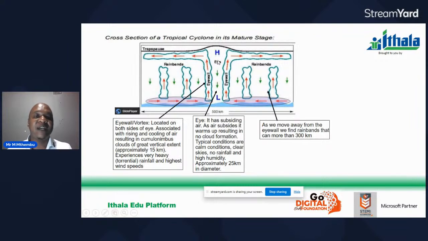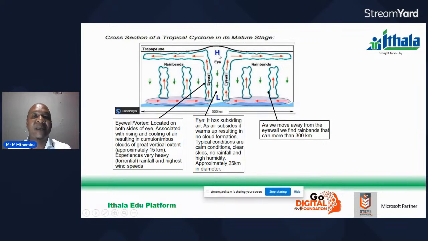If you look here, there is an updraft movement of clouds. These clouds can cover up to even 10 kilometers. This is the eye wall. Within here, in between, there is an eye. Remember, at the top we have a high pressure, and below we have a low pressure.